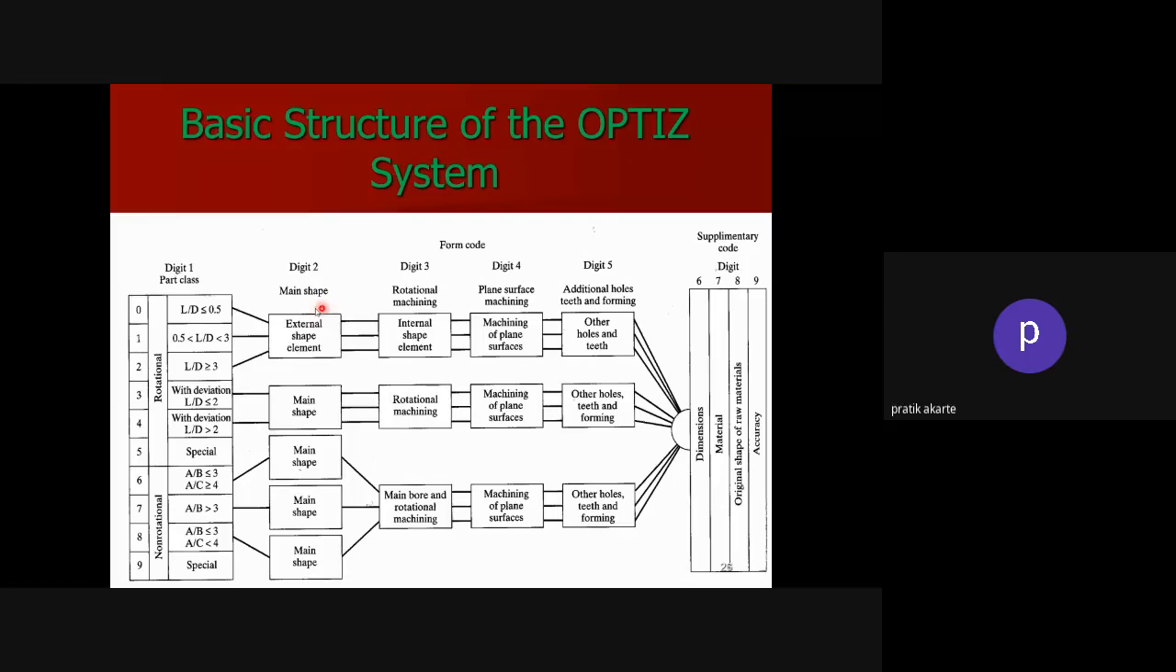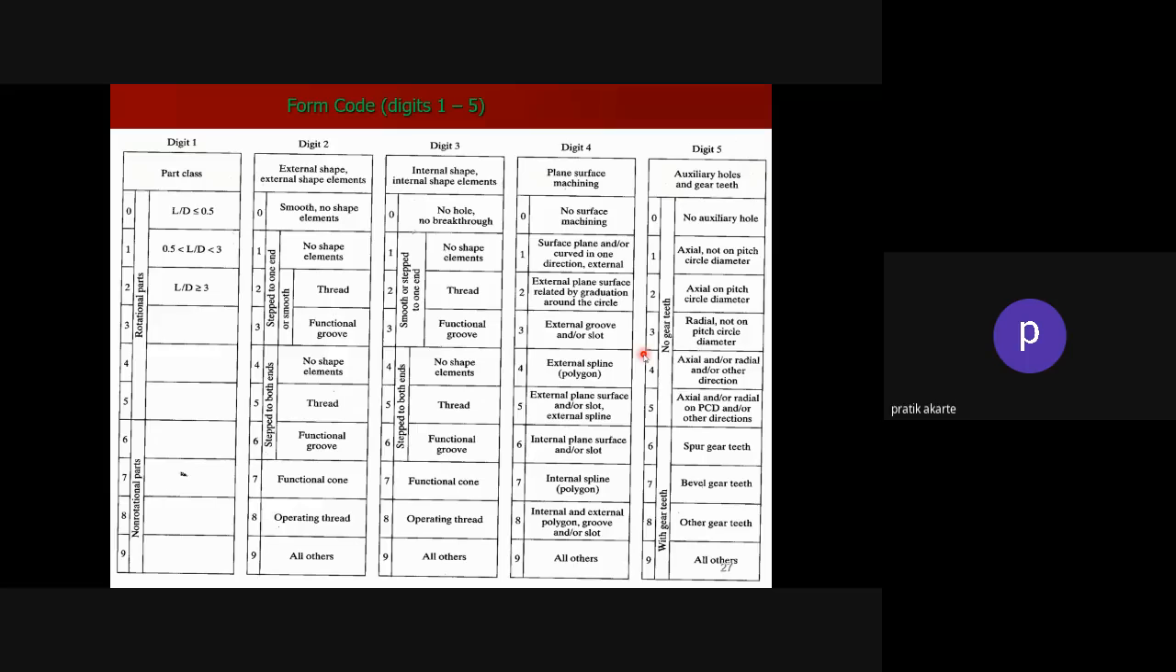So digit 2 is for the main shape, the external shape element, for the rotational and non-rotational part. Digit 3 is for rotational machining. Digit 4 is for plane surface machining. Digit 5 is for additional holes or teeth or gears or forming. And the supplementary code 6789 gives you additional ideas about the manufacturing operations and sequence. So this is the form code for digit 1 to 9.